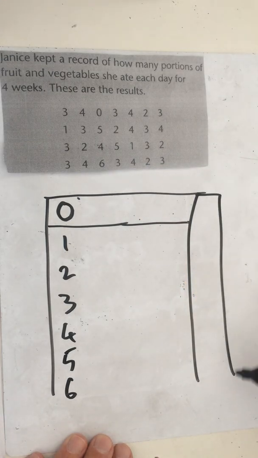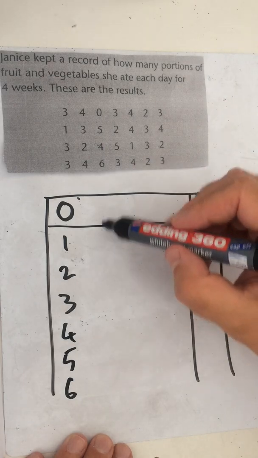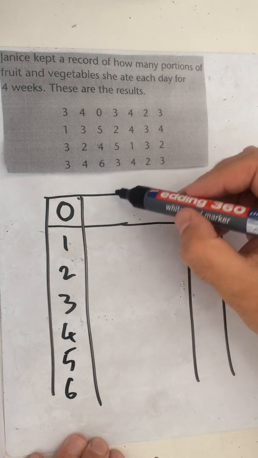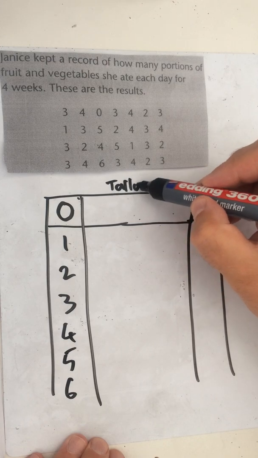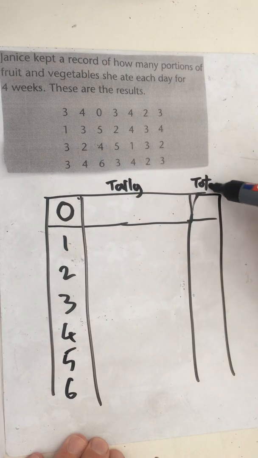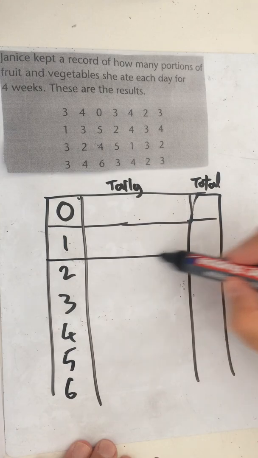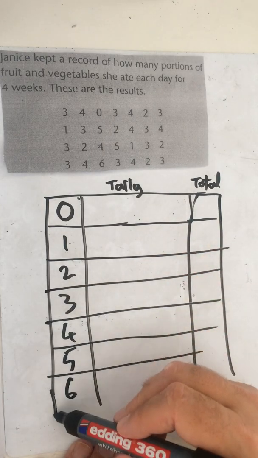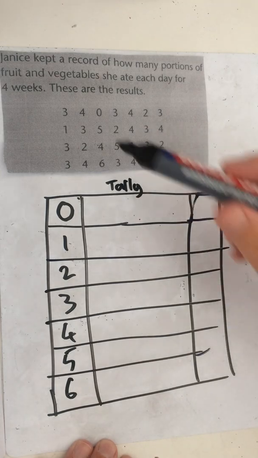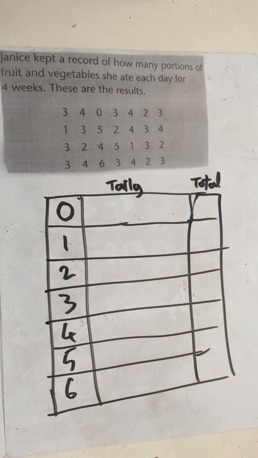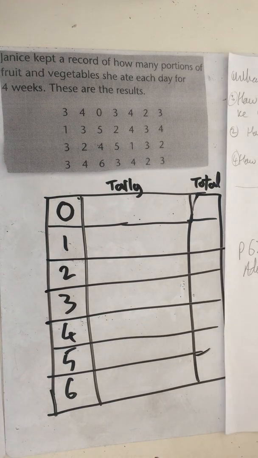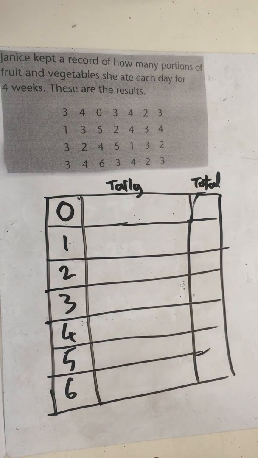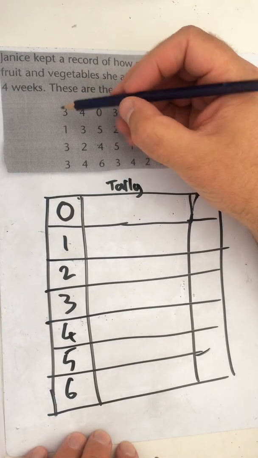Actually, we'll just leave that one there for our results. Okay, and we can do this for our tally. So this is our tally, and this is our total, and that's just turning our tally into a total. So you do that for this one because there are 6 different answers, from 0 to 6. We go through there, and when you come to do this, I'm happy for you to do this on the sheets.